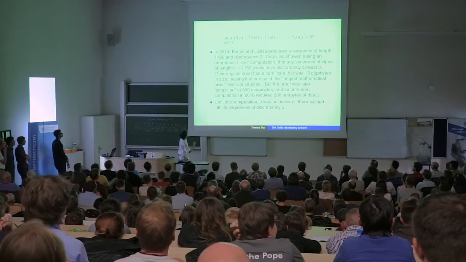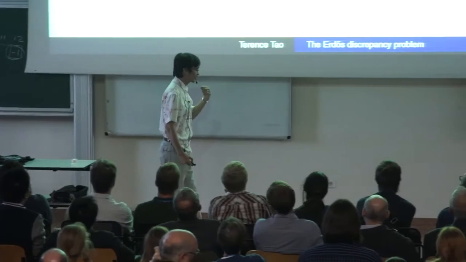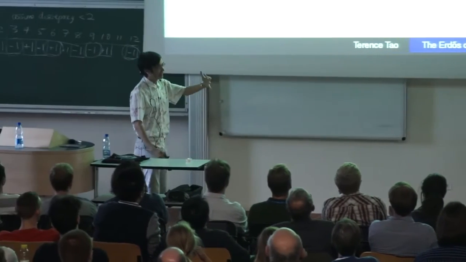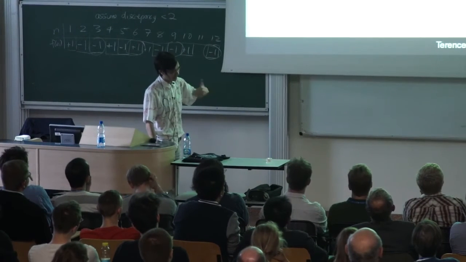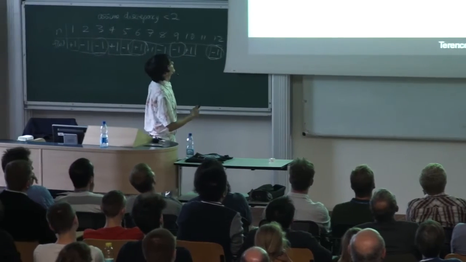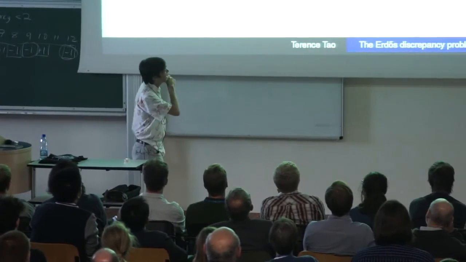But what's even more surprising is that that's the best possible. If you add one more term, if you look at any sequence of size 1161, then no matter what you do, somewhere in that sequence there will be a progression where the sum is plus or minus 3. Now this is something you can't do by checking all the cases. There are 2 to the 1161 sign patterns out there.